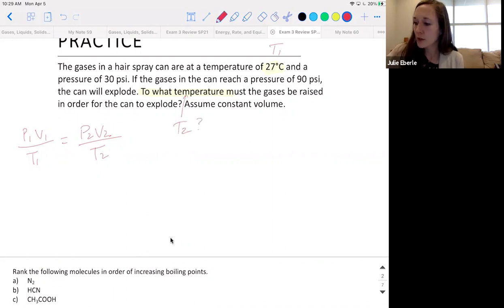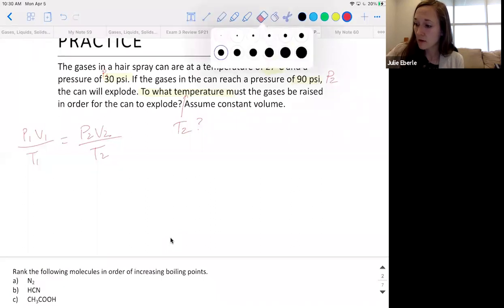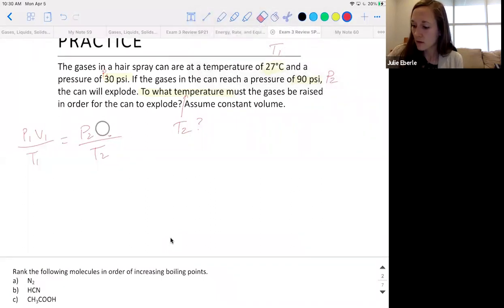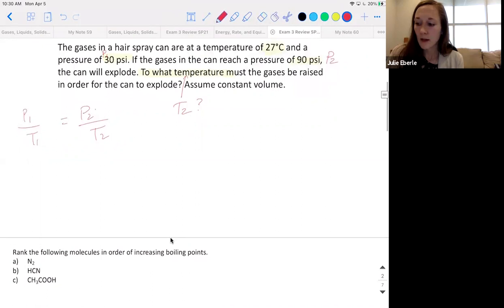And then we're given two different pressures, so pressure 1 and pressure 2. This is P1 and this is P2. So constant volume, we're just going to take volume out of the equation. So just literally erase it, mark it out. And here's what I noticed. What we're solving for is T2. It's something that's in the bottom, on the denominator, on the right side of the equation.